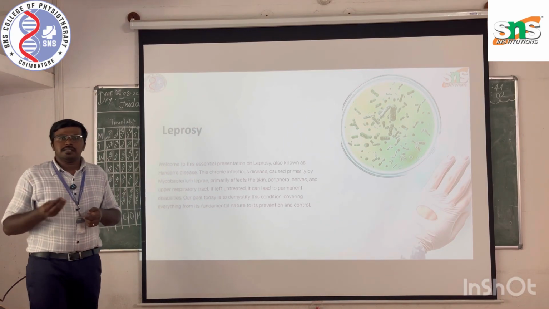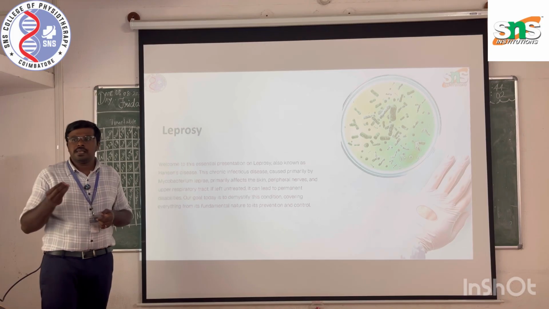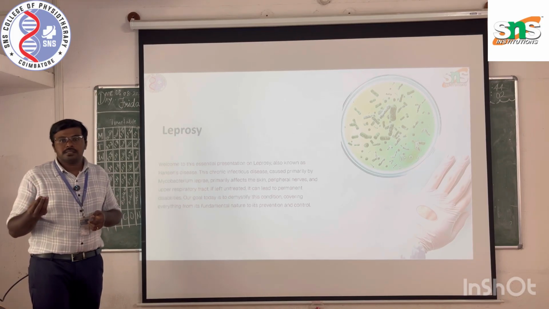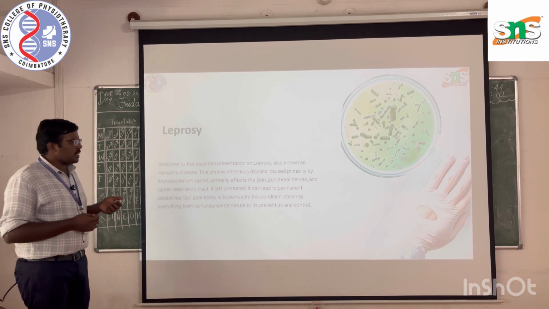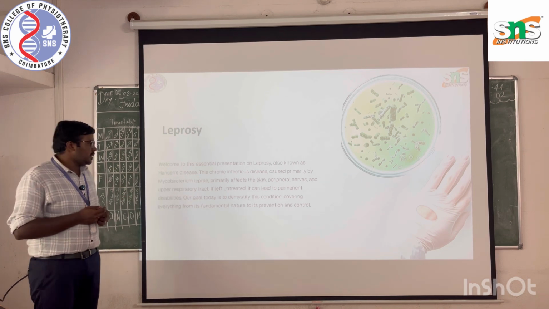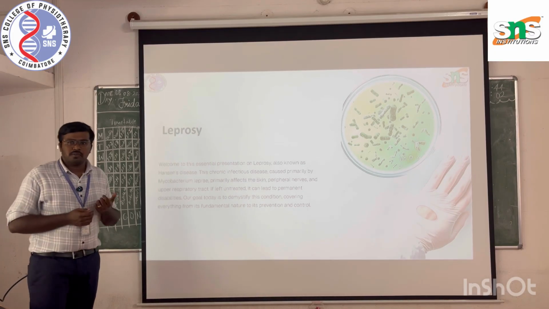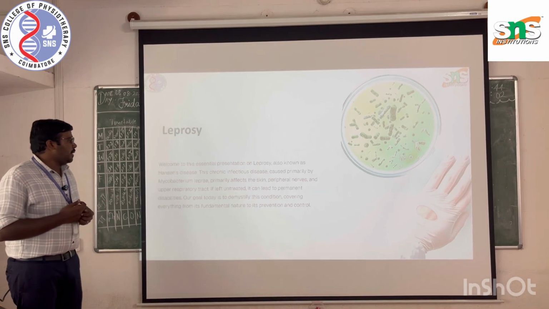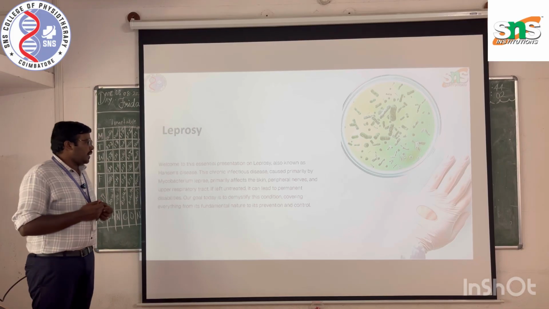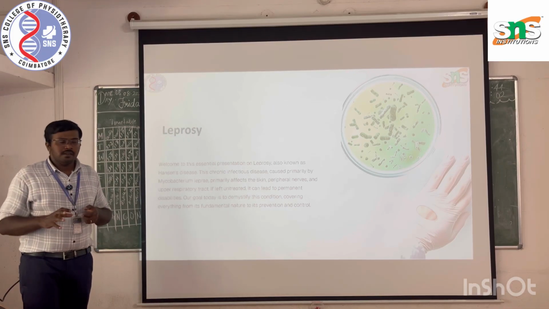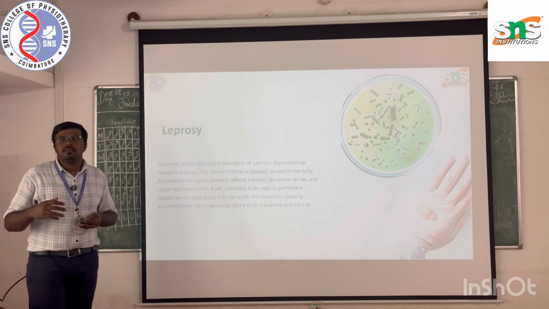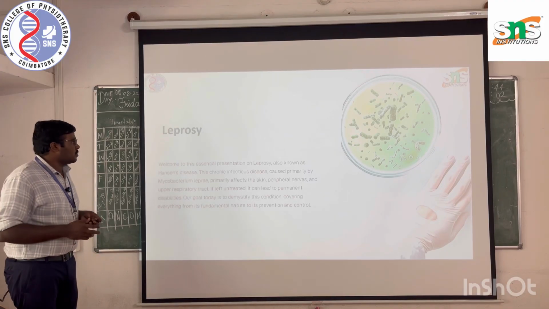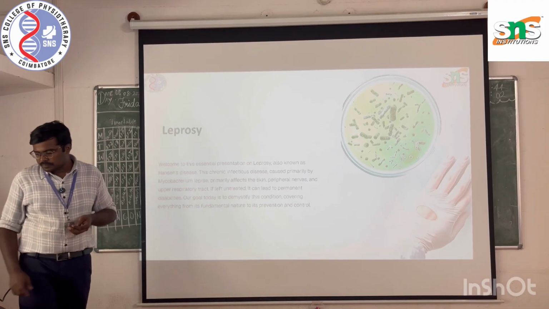Leprosy is mainly due to communicable agents or microbial organisms that affect us. Leprosy is also called Hansen disease, and it is an infective disease caused by Mycobacterium leprae. It primarily affects the skin, peripheral nerves and upper respiratory tract. Secondarily, it can involve other organs. So this is leprosy.